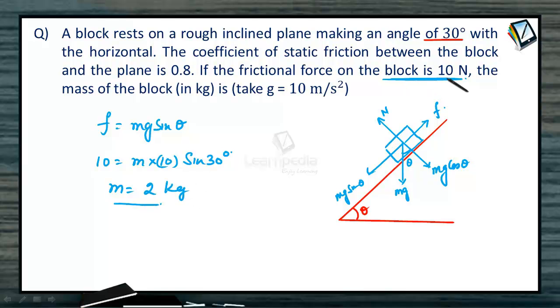So if the friction force on the block is 10 Newton, the mass of the block in kg is 2 kg. Since it is an integer question, with the mass only a single integer, the mass is taken as 2 kg. So the answer we will write is 2.